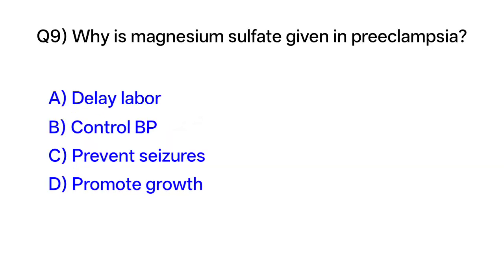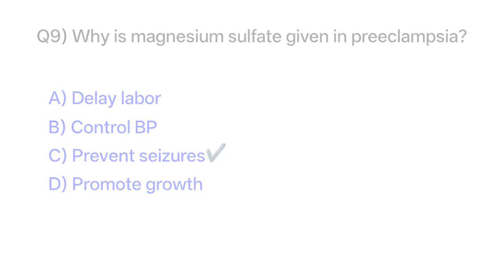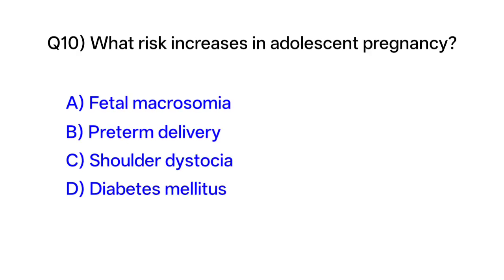Question number 9. Why is magnesium sulfate given in preeclampsia? The correct option is C. Prevent seizures. Question number 10. What risk increases in adolescent pregnancy? The correct option is B. Preterm labor delivery.